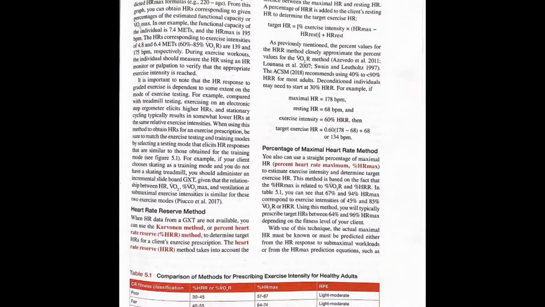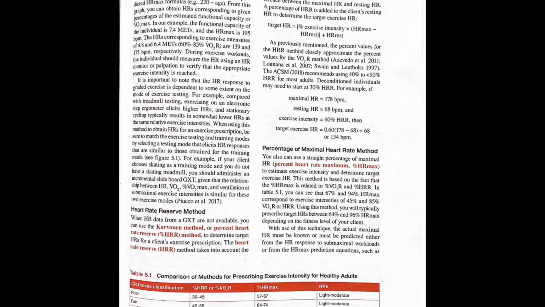Okay, in question number 8, you have to use a formula known as the Karvonen method to calculate the target heart rate zone for John, so his minimum and maximum heart rate values. Now, the Karvonen method uses what's known as your heart rate reserve. So your heart rate reserve is the difference between your maximum heart rate and your resting heart rate. Now, you can find that on page 133 under the heart rate reserve method.